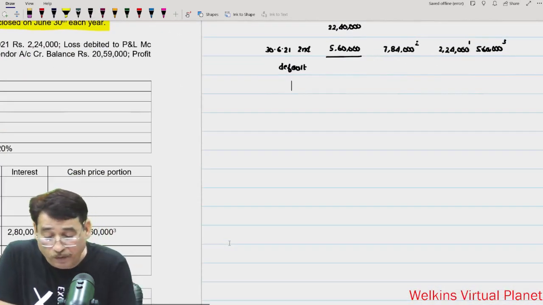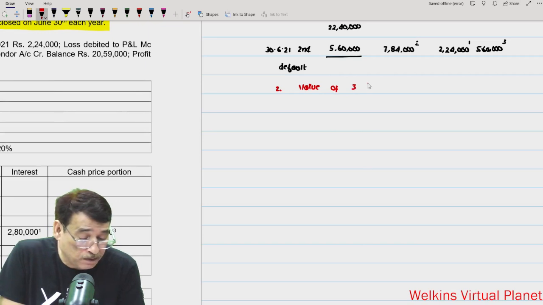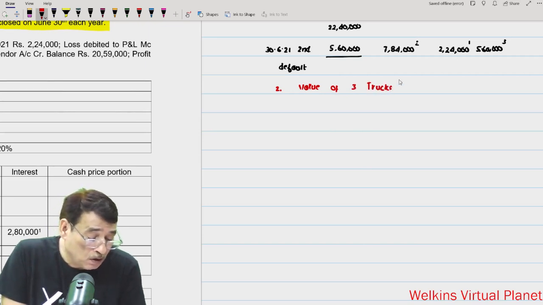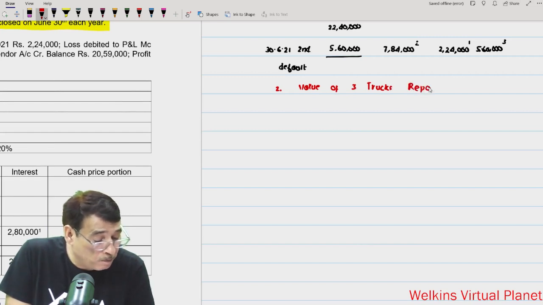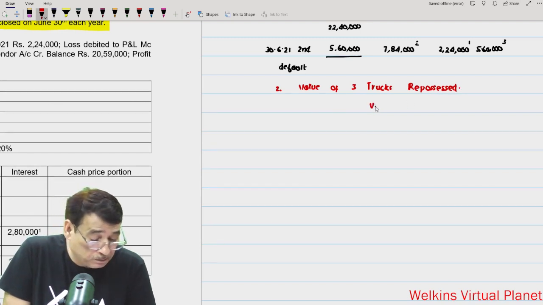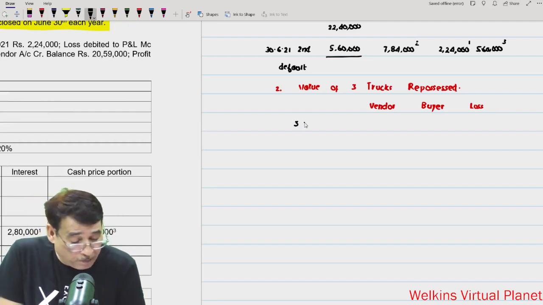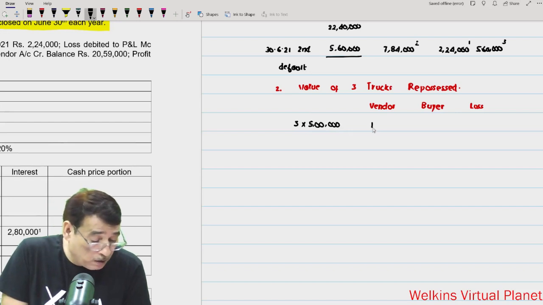After step number one, then your next step is value of three trucks repossessed. Now, in this case, vendor, of course buyer, and then loss. How many trucks have been repossessed? Three into what was their cost? 5 lakh. You will write here 15 lakh.